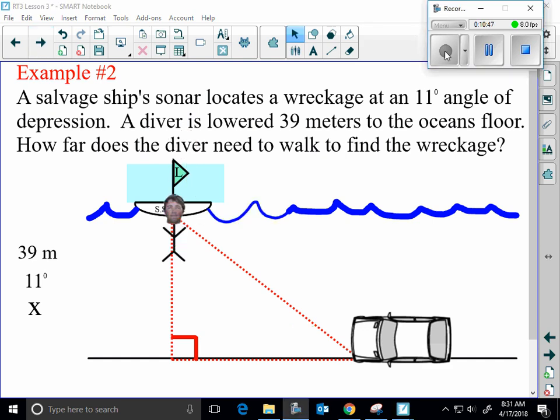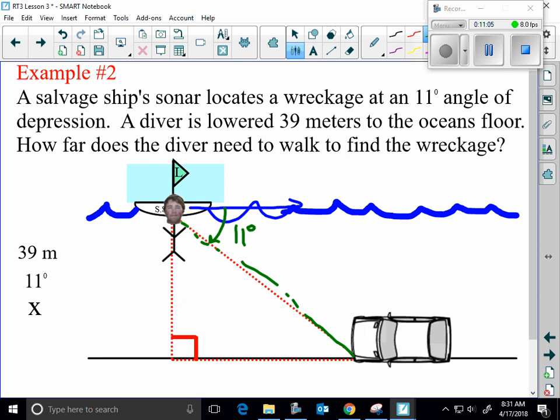So there's Mr. Breen. He's hanging off the side of the boat. He's looking parallel to the water right here, and he depresses his vision so that he is now able to see his car, even though he's sad. Tear. This is the angle of depression. This angle, it looks like, is 11 degrees. It was told to me in the problem.